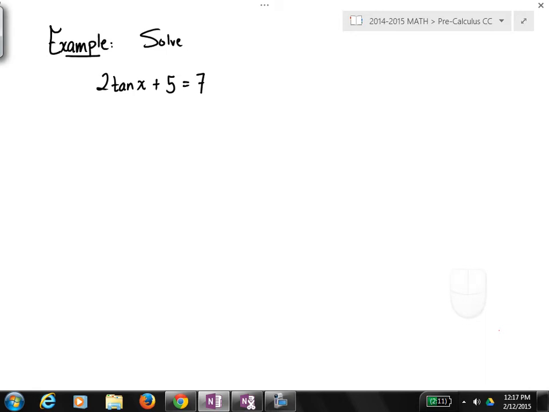We want to solve, this time, the trig expression where tangent is right here. We want to isolate this one. So, algebra skills, as before, minus 5, minus 5. So now I have 2 tangent of x is equivalent to 2. Divide both sides by 2.